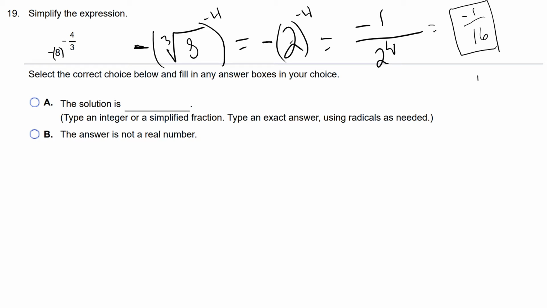The negatives looked scary. We had to deal with the one in the exponent, and the one that was in front, because it wasn't in the parentheses, we didn't have to apply the exponent to it. We just left it in front of the whole thing. I actually ended up putting it on top because I like that a little bit neater.